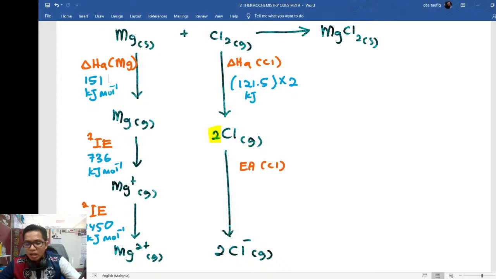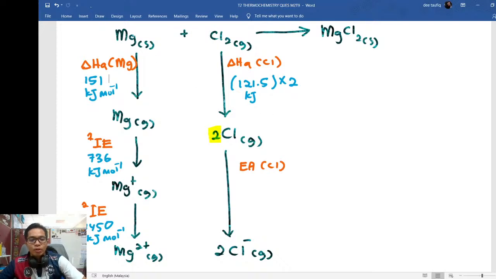By definition, atomization is heat required to produce 1 mole of gas atom from its element. But in this equation, we are producing 2 mole of gas atom. So your delta H must be multiplied with 2. So the unit cannot be per mole. Now it becomes kJ only.